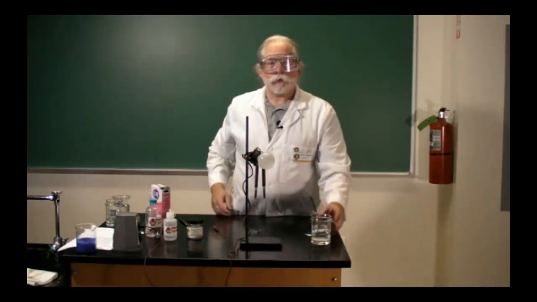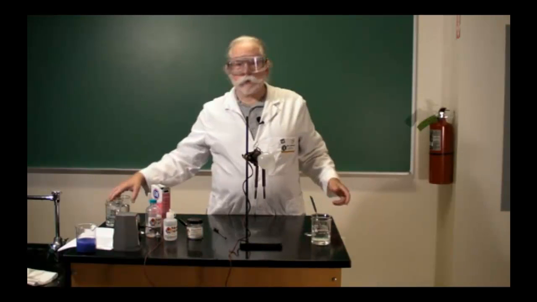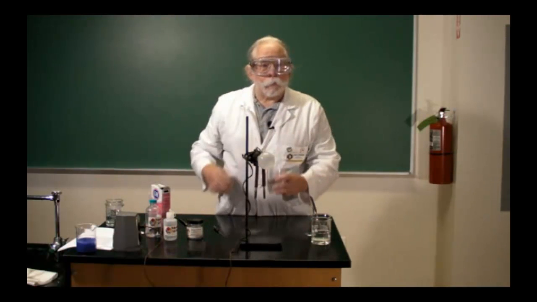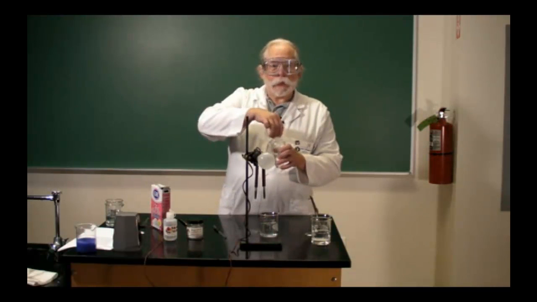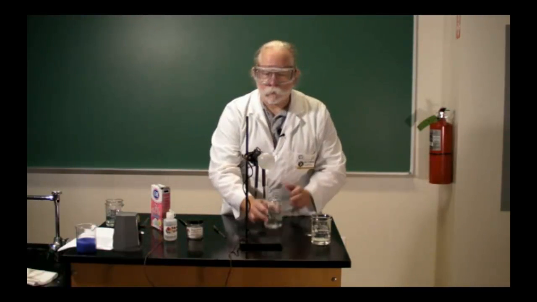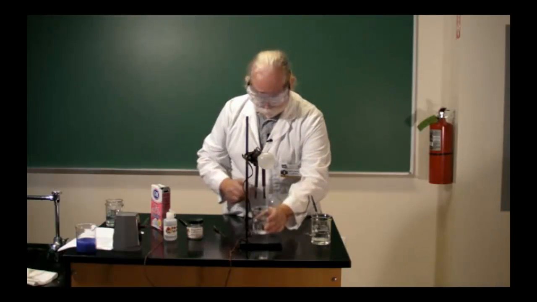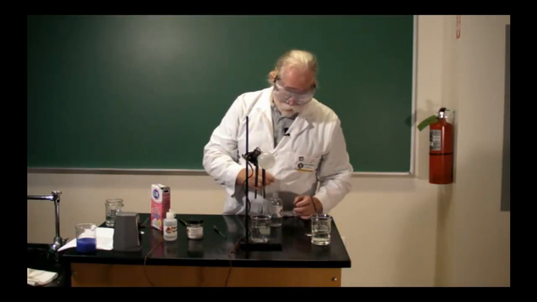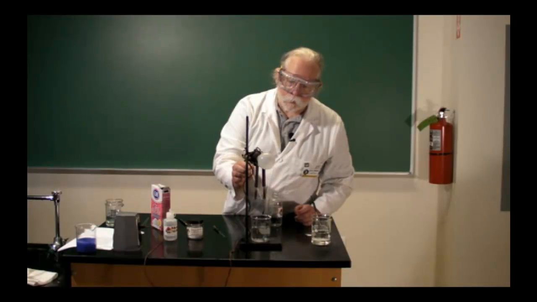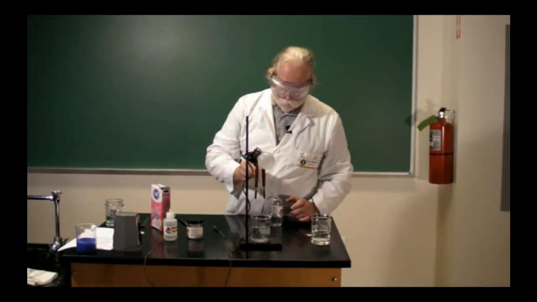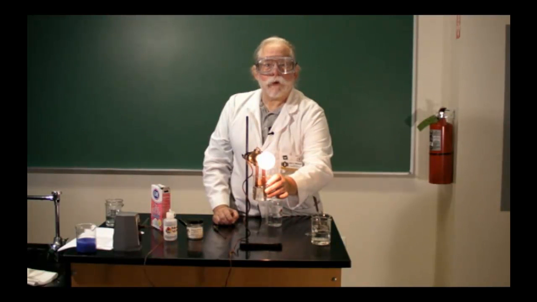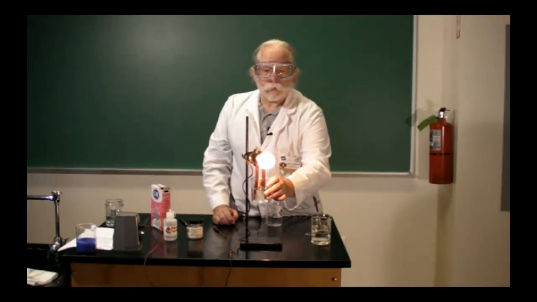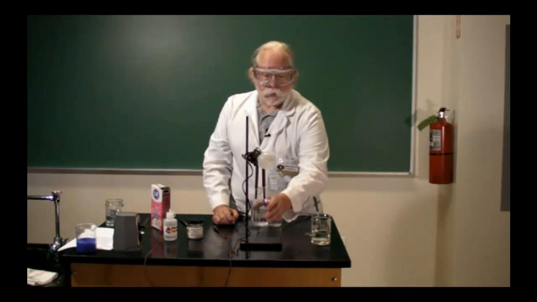Some acids and bases are also strong electrolytes. Here's an example of some hydrochloric acid. Only a little bit in the water, and about 10 drops will allow the light to light up very brightly. So the acid is also a strong electrolyte, therefore it's called a strong acid.